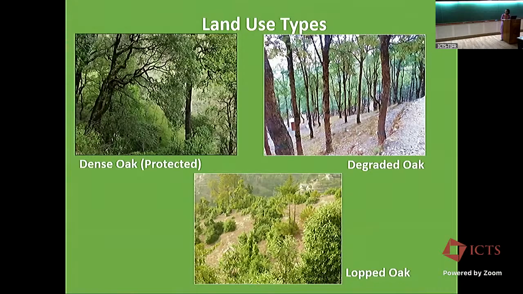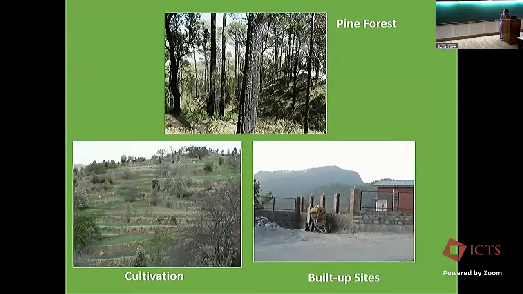And then you have lopped oak, which means that the canopy or the trees have been basically cut and all you have is the shrubbery and the saplings that are growing on the ground. So these are three land uses I want you to keep in mind. And then you have the pine forest. The pine forest is another very interesting system.